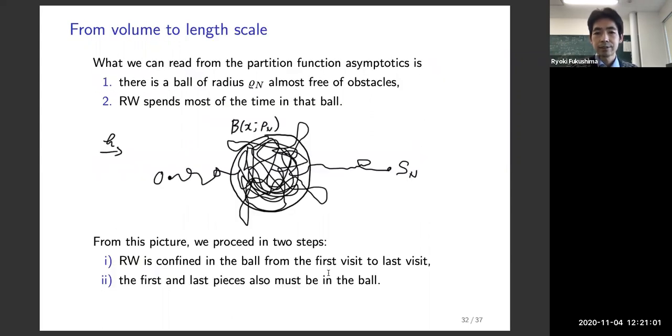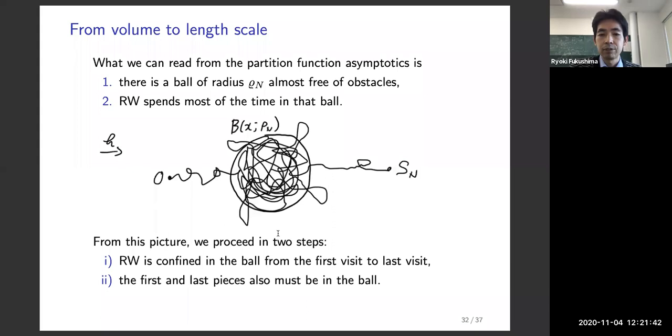And then there is quite a lot of effort to move from volume to length scale, which I'm going to explain. So, okay, I'm sorry, here I'm repeating something I said. We can read from the partition function asymptotics that there is a vacant ball and random walks spend almost all the time in that ball. But of course, it doesn't imply that there are no excursions going outside the ball. And also, in particular, the first piece, from 0 to the ball, and from the ball to the endpoint should be inside the ball. They are in a much finer scale.